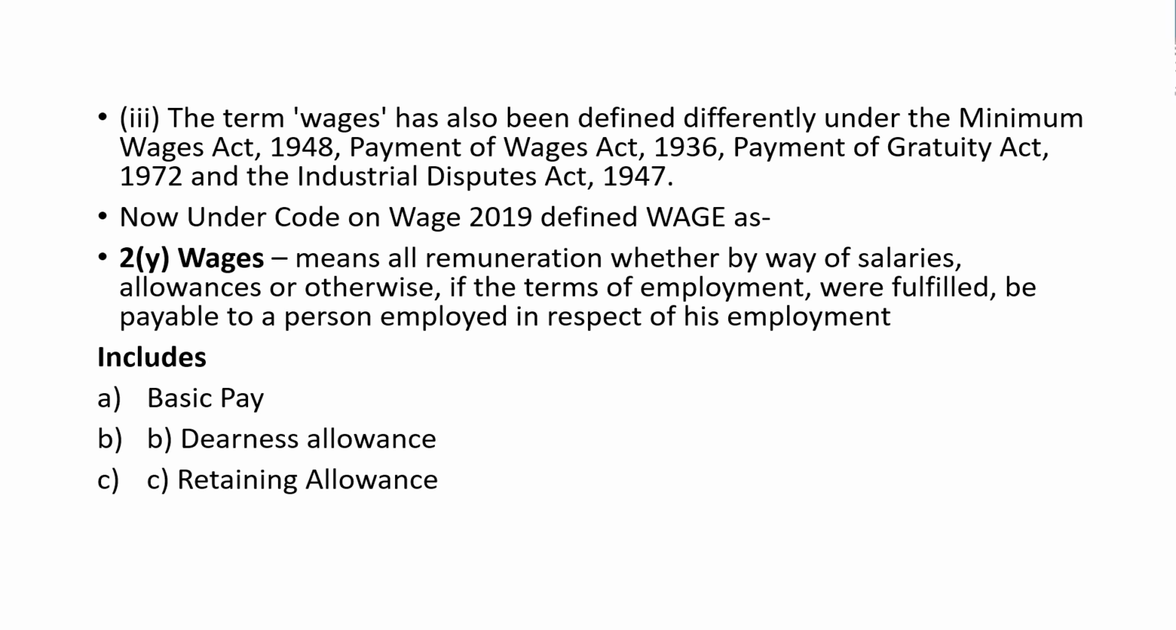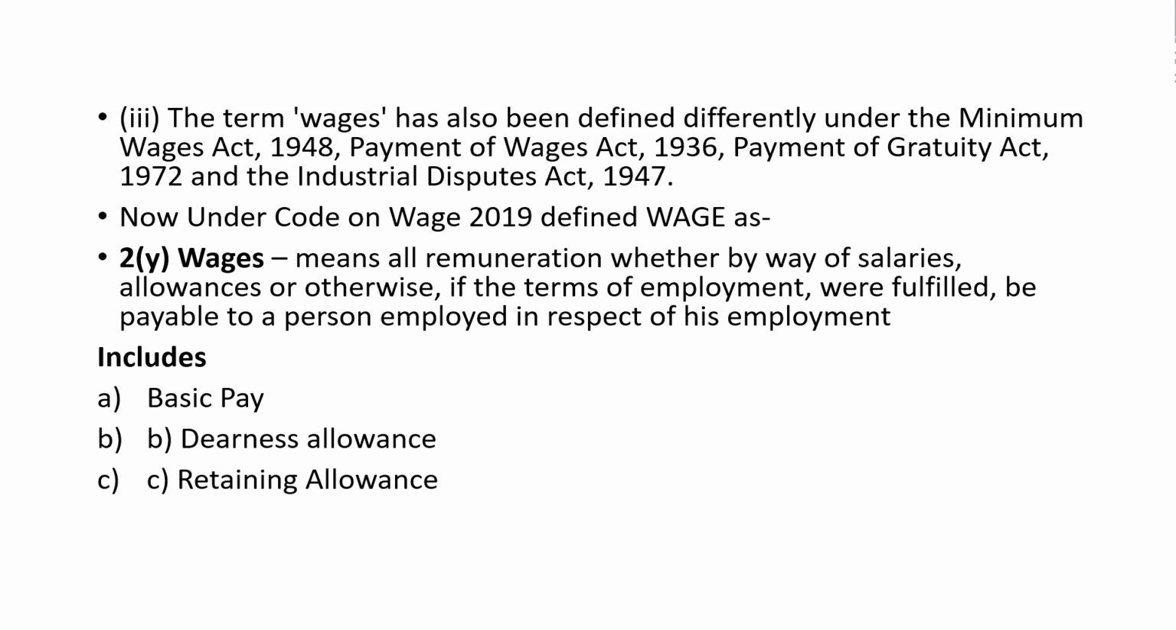If you are talking about the term wages, wages has again been defined differently under the Minimum Wages Act. A different definition has been given by the Payment of Wages Act 1936 and the Payment of Gratuity Act 1972. And the wages defined under the Industrial Disputes Act are defined differently again. Now, the definition would be uniform throughout the 4 codes, so the Code on Wages, 2019 has defined wages.